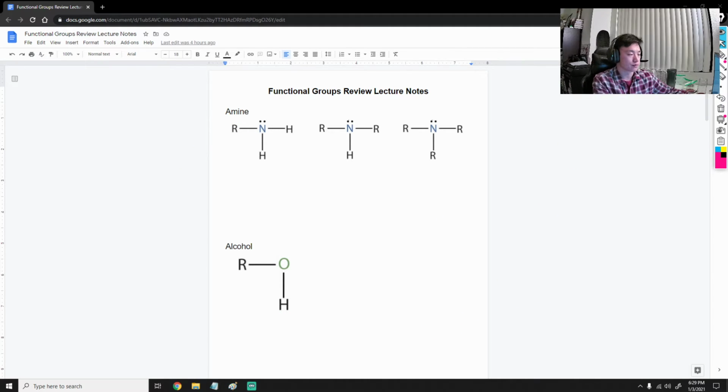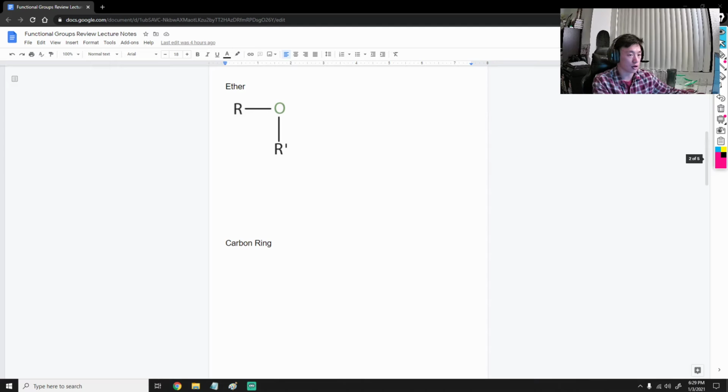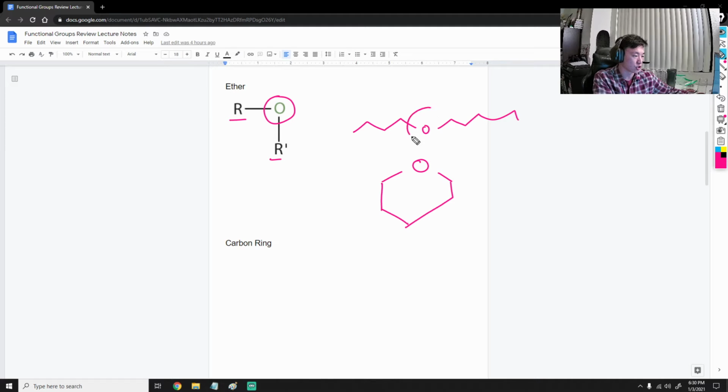Alright, moving on. The next one that we talked about are ethers. Ethers are very simple. You just have an O, an oxygen, in the middle of a carbon chain. So it might look something like this, where it continues. Sometimes it'll be like a closed structure, so this would also be an ether. So this part would be the ether, and this part would be the ether. It's just an oxygen in the middle of a carbon chain.